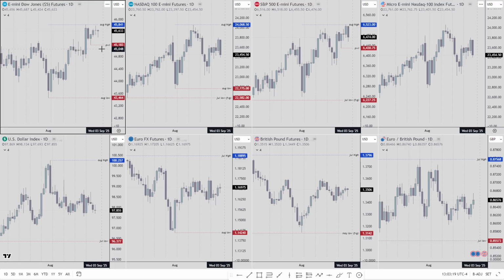Judging on the economic calendar itself, we are probably going to form the high of the week or the low of the week on Friday because it's NFP and we have a shorter week, so the week actually starts on Tuesday.